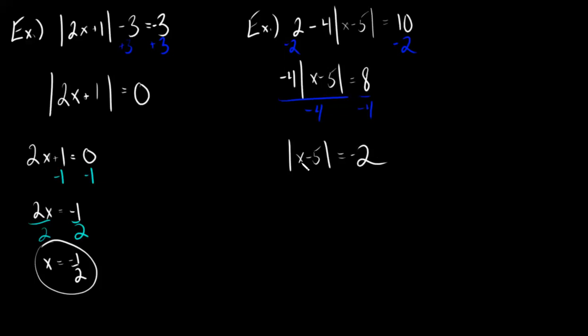So if we ever get an absolute value equal to a negative number, once we isolate the absolute value, so I isolated it, it's only the absolute value on the left side of the equation, and it's equal to a negative number, it is no solution. It is not possible, okay? There is no number in our real number system that when plugged in for x is going to spit out a negative 2, okay?